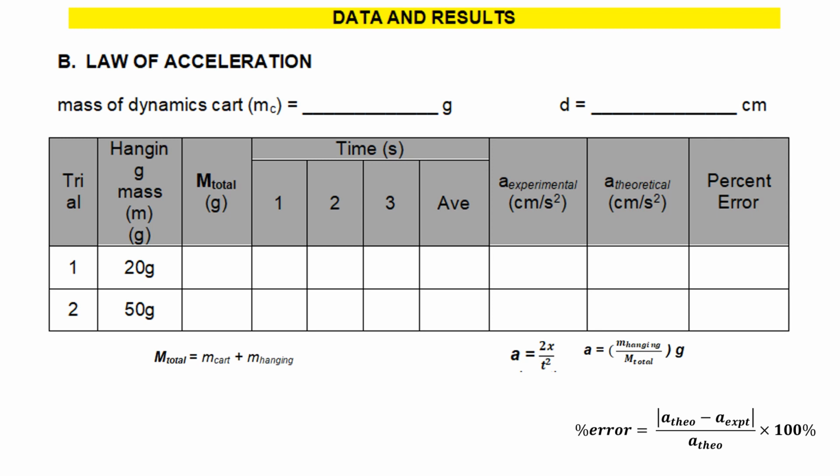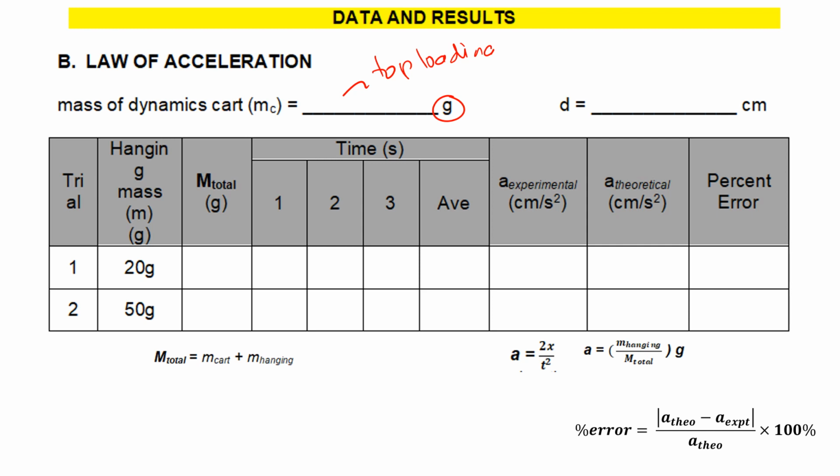Okay, so this is the table. We can see here the mass of the dynamics cart. We can measure the mass of the dynamics cart using a top loading balance, expressed in grams. The distance depends on your choice; you can set the distance by group. And here is the hanging mass, which can be 20 grams or 50 grams.